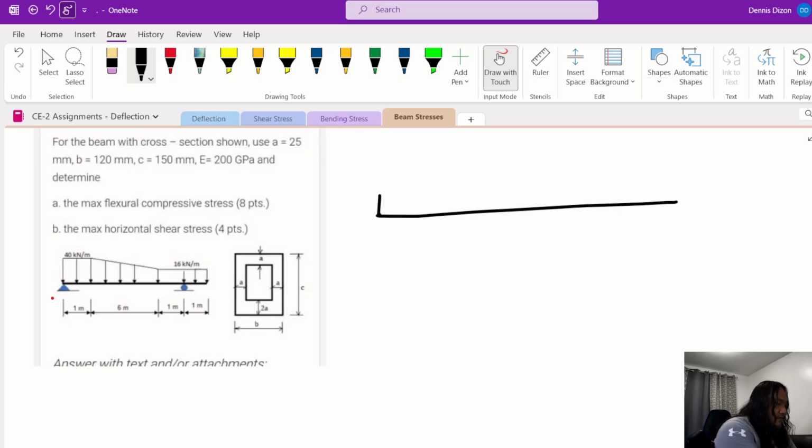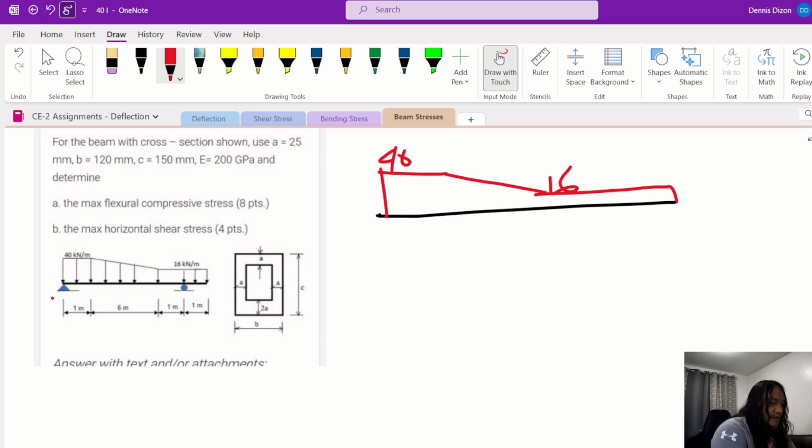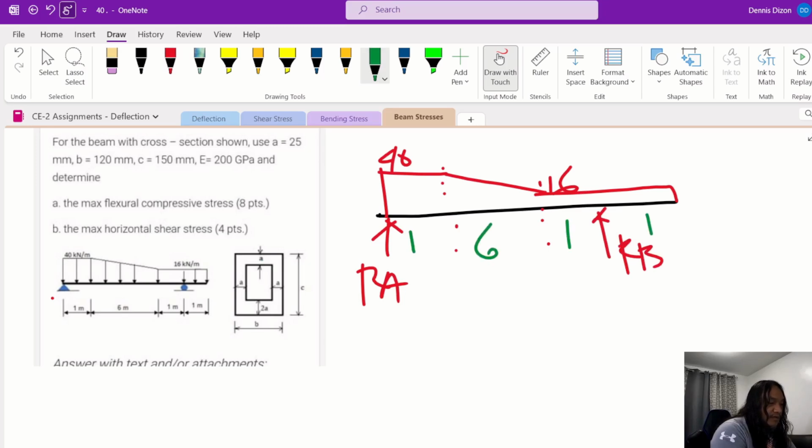Now the load, so this is 40, and then this is 16. So this is RA, and then RB, and then this is 1 meter, this is 6, this is 1, this is 1. So to get the reaction RA, we will sum up moments at B.